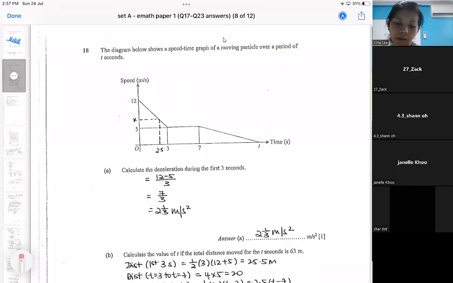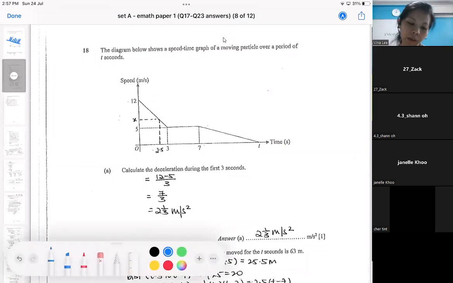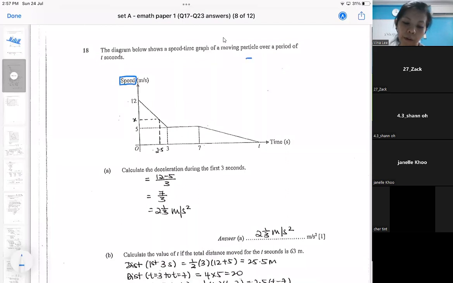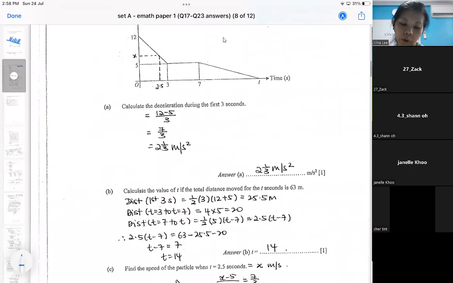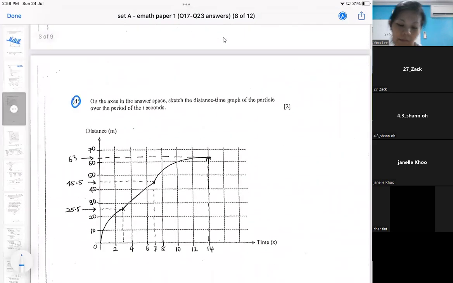So question 18 is something I just went through with my Sec 3 this morning as well. I will always tell them that when you look at a speed time graph, remember to write out the feature. The feature will be the gradient representing acceleration. Another feature will be the area under graph representing the distance traveled. And this is the feature that you are going to use to translate to this part. So we are going to use the area under graph to translate.